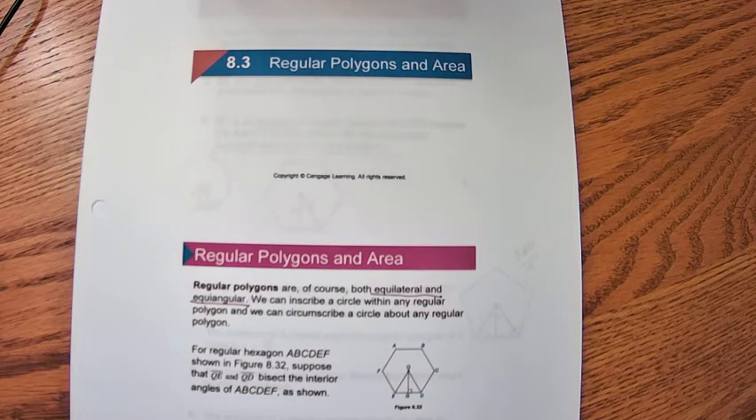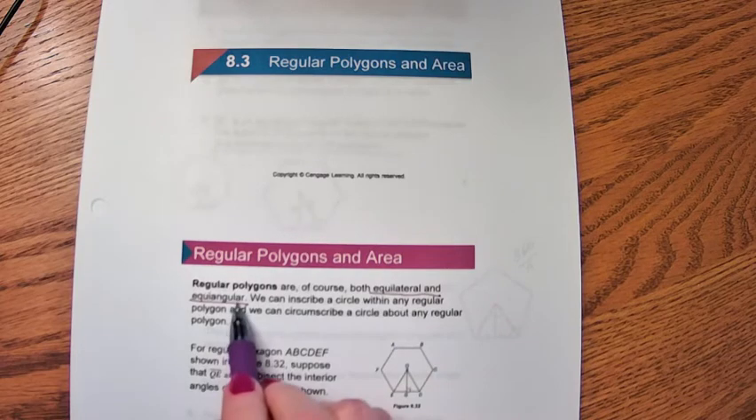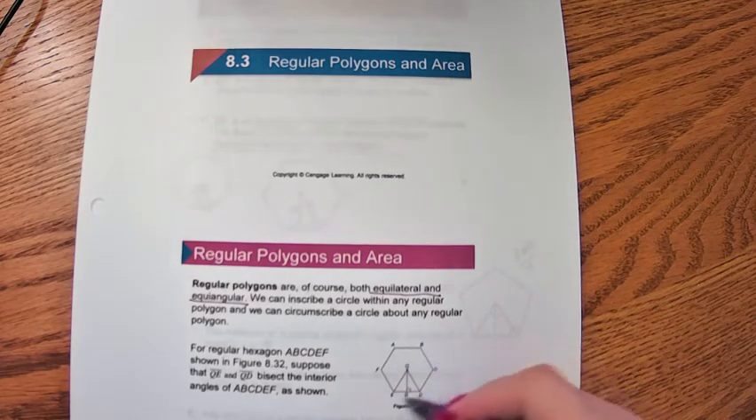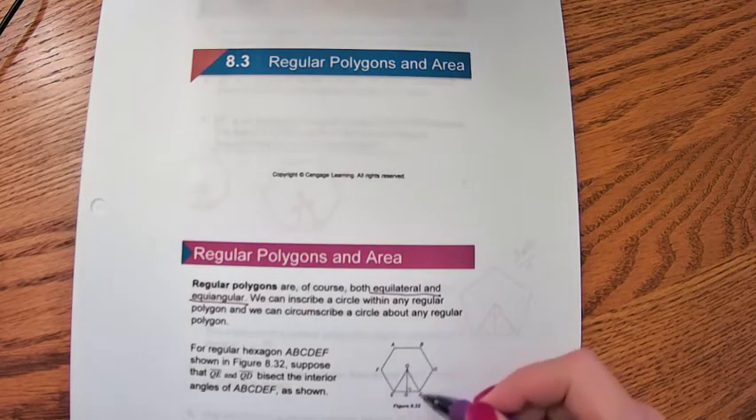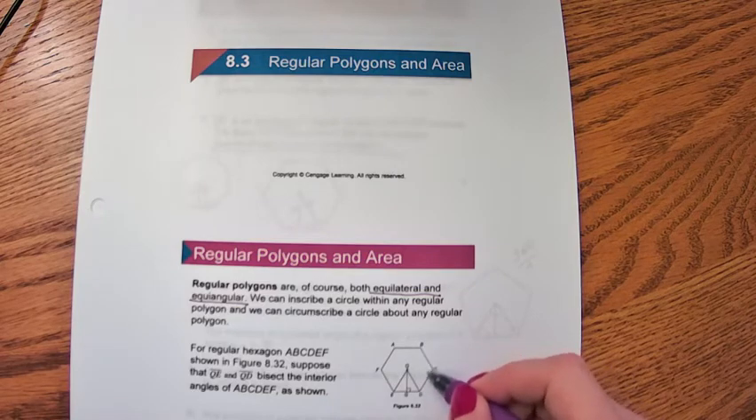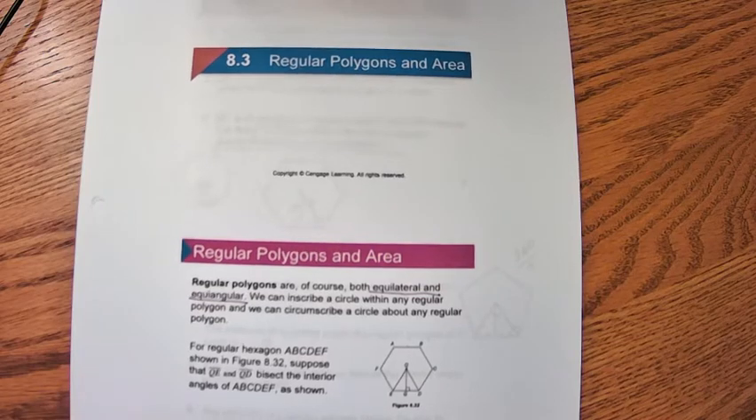Now let's look at how to find the area of a polygon. In a regular polygon, all the sides are equal length and all the angles are also equal. That's what a regular polygon is. So here we would have a regular hexagon. All of the sides are equal length and all of the internal angles are equal.